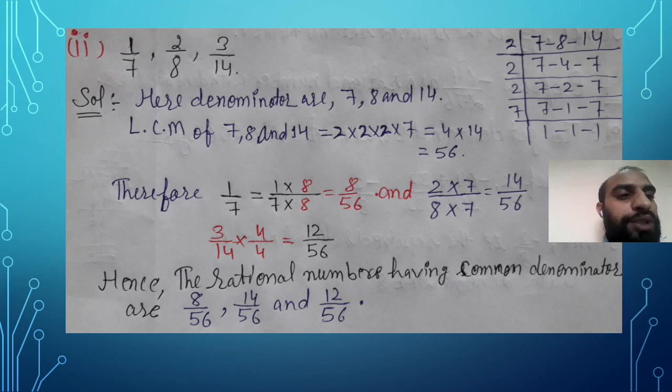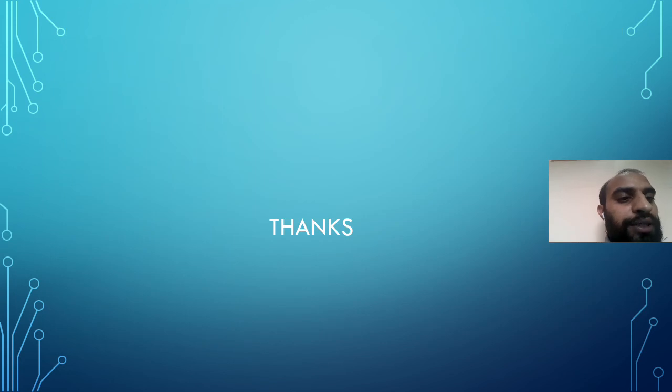In this way, my dear student, you can solve all such question where it is given find common denominator equivalent rational number. In such questions, first task is to check denominator. If they are different, then take LCM, and after taking LCM you need to convert all the number into same denominator. Hope so you are able to understand this concept.